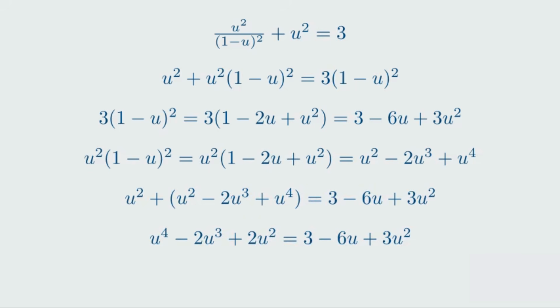Finally, let's move all terms to the left side to get a standard polynomial form. This results in u to the fourth minus 2u cubed minus u squared plus 6u minus 3 equals 0. This is a quartic or fourth degree equation. Solving a quartic equation can be very difficult. However, this particular equation has a special structure that allows us to find its roots by testing integer factors of the constant term 3. Let's list the possible rational roots using the rational root theorem.